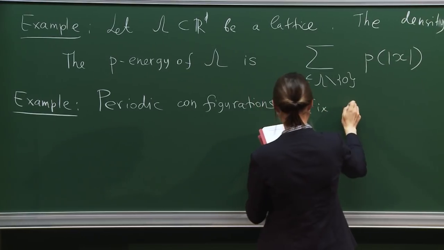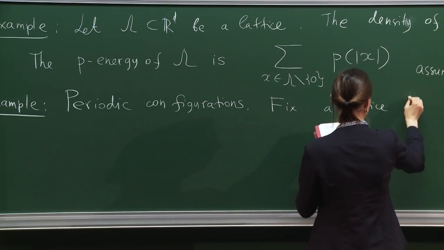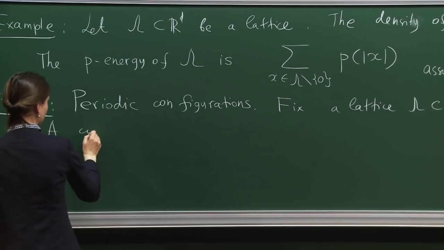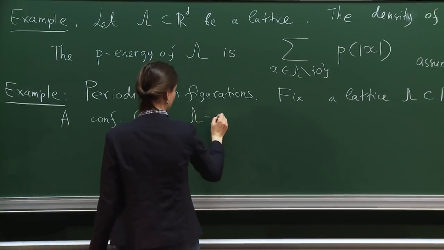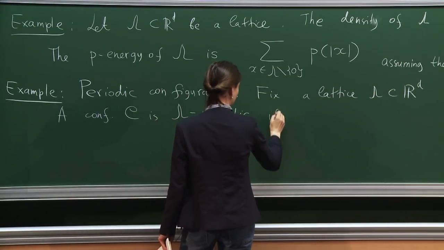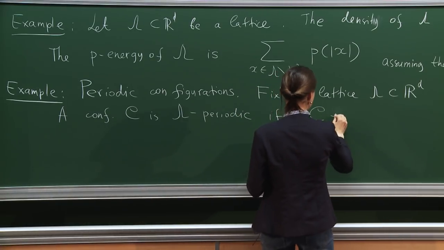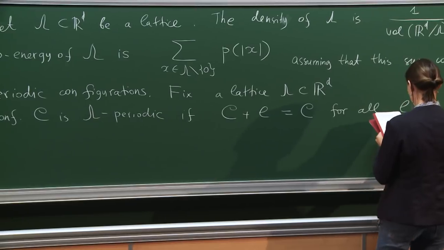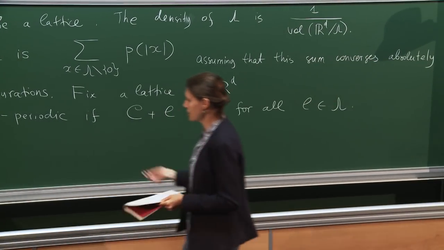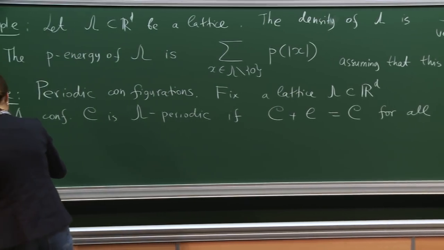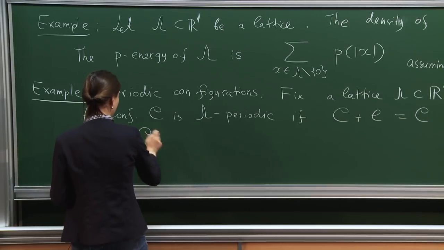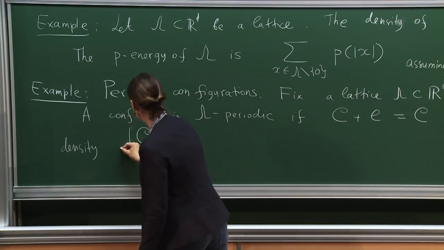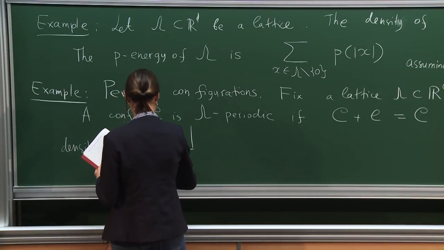For this, we fix a lattice lambda, and then the configuration C is lambda-periodic if C plus l is again C for all elements l in lambda. In this case, it's also very easy to compute the density. The density will be the number of elements of C modulo lambda, and because configurations are discrete sets, this is some finite number, again divided by the covolume of lambda.